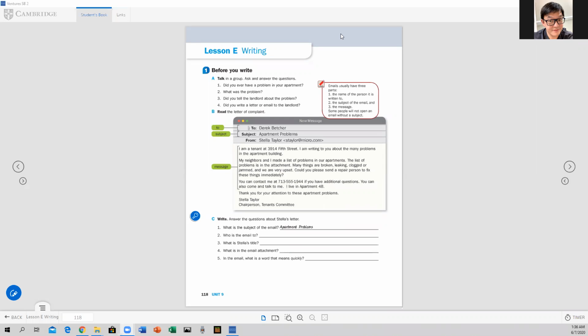Okay, everyone, we're now back and we'll continue to do our exercise. We need to go to our student book now, and we are gonna do page 118. So go to your student book, the textbook, and let's do page 118.